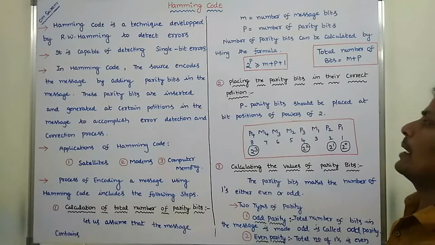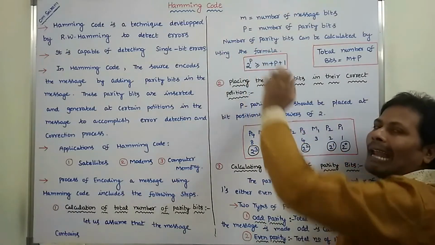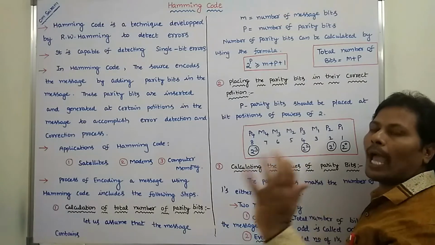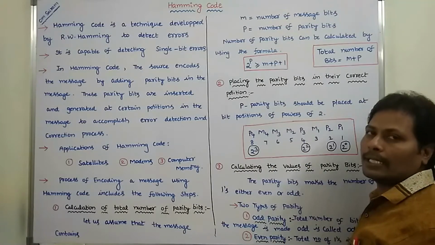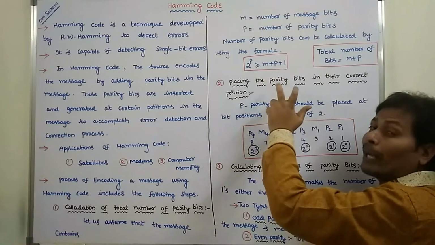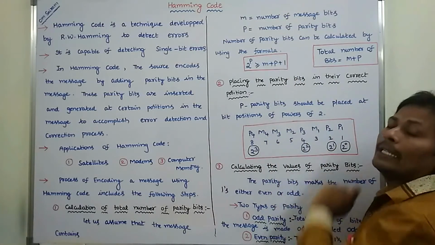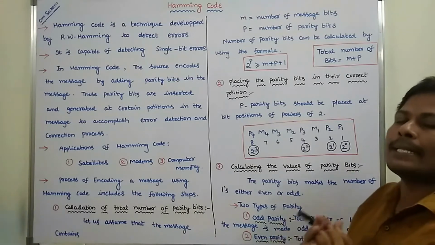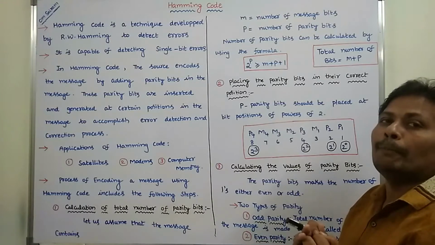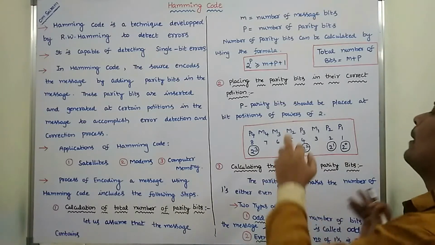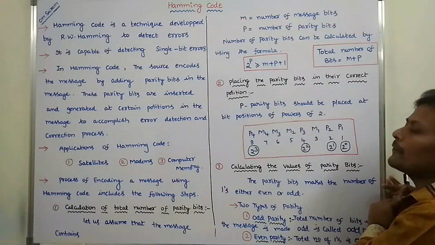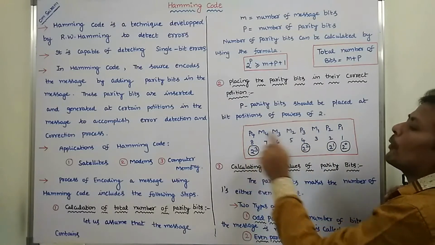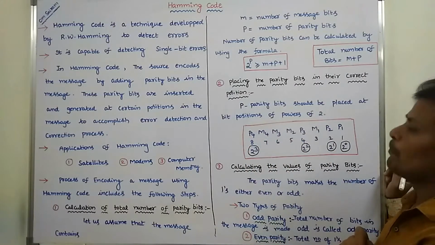Okay, next one. Once we have calculated how many parity bits we have to add for a given message, now we have to place the parity bits in their correct positions. So p parity bits can be placed at bit positions of powers of 2. Powers of 2. Here p1, p2, p3, p4 are the parity bits.